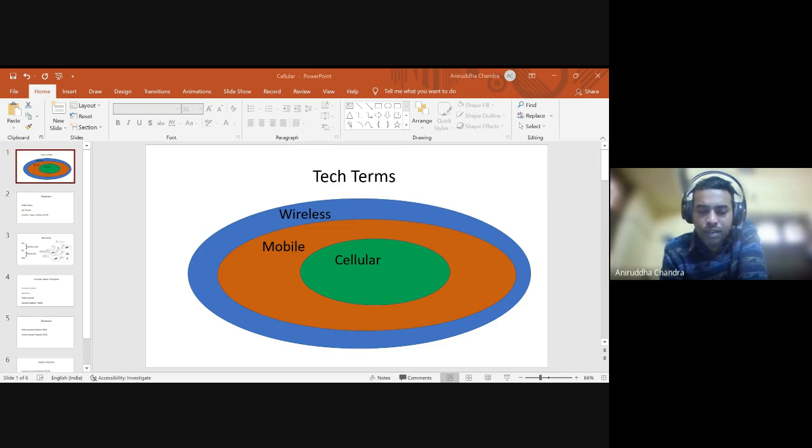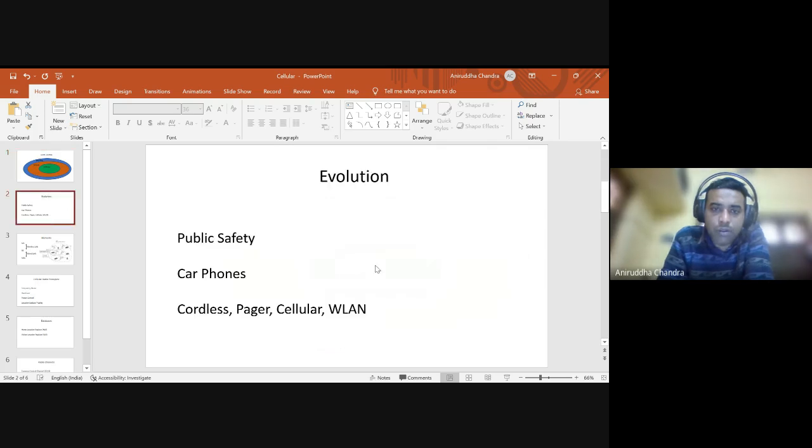What are cells? When we consider the area that is covered by a network, which is divided into small regions, they are called cells. And we intentionally make such cells so that the transmission in one cell does not interfere with other cells, and thereby we can increase the capacity of the network. So this is what we described in the last class, and then we talked about the evolution.